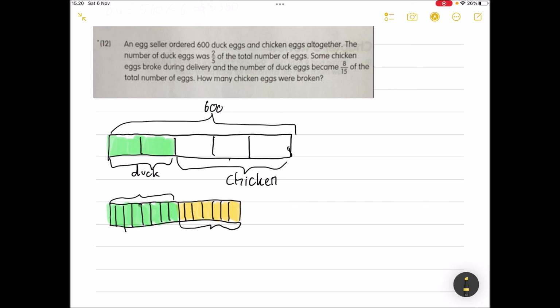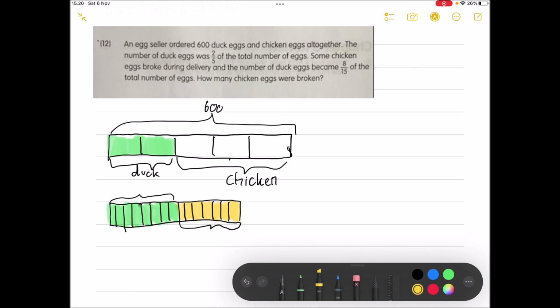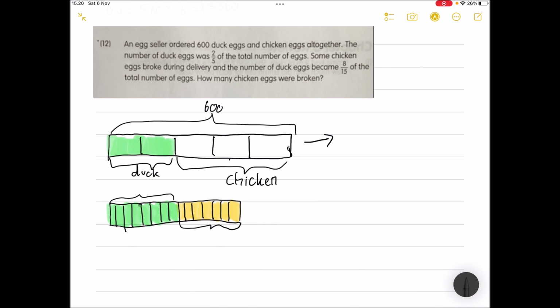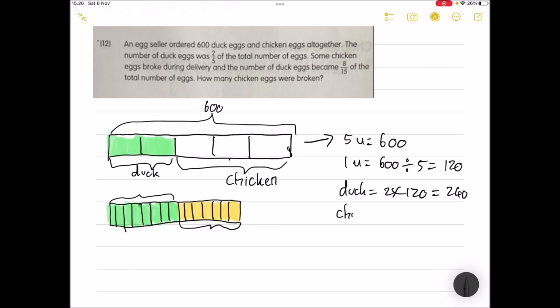How many chicken eggs were broken? It turns out we need to know how much it is before and after. So let's check this first. From this one, we know that 5 units equals 600 eggs. So 1 unit will be 600 divided by 5, 120 eggs. So for the duck, we have 2 units, so 2 multiplied by 120 becomes 240, and then chicken is 3 multiplied by 120 becomes 360.